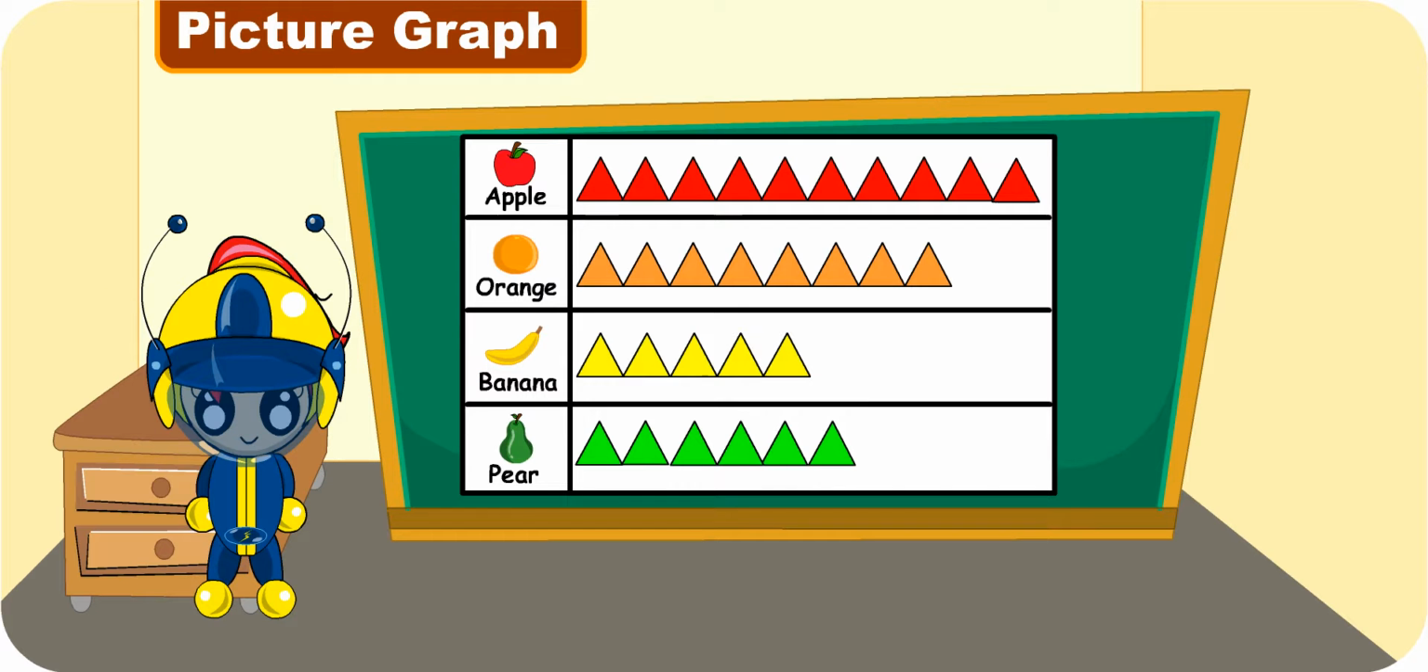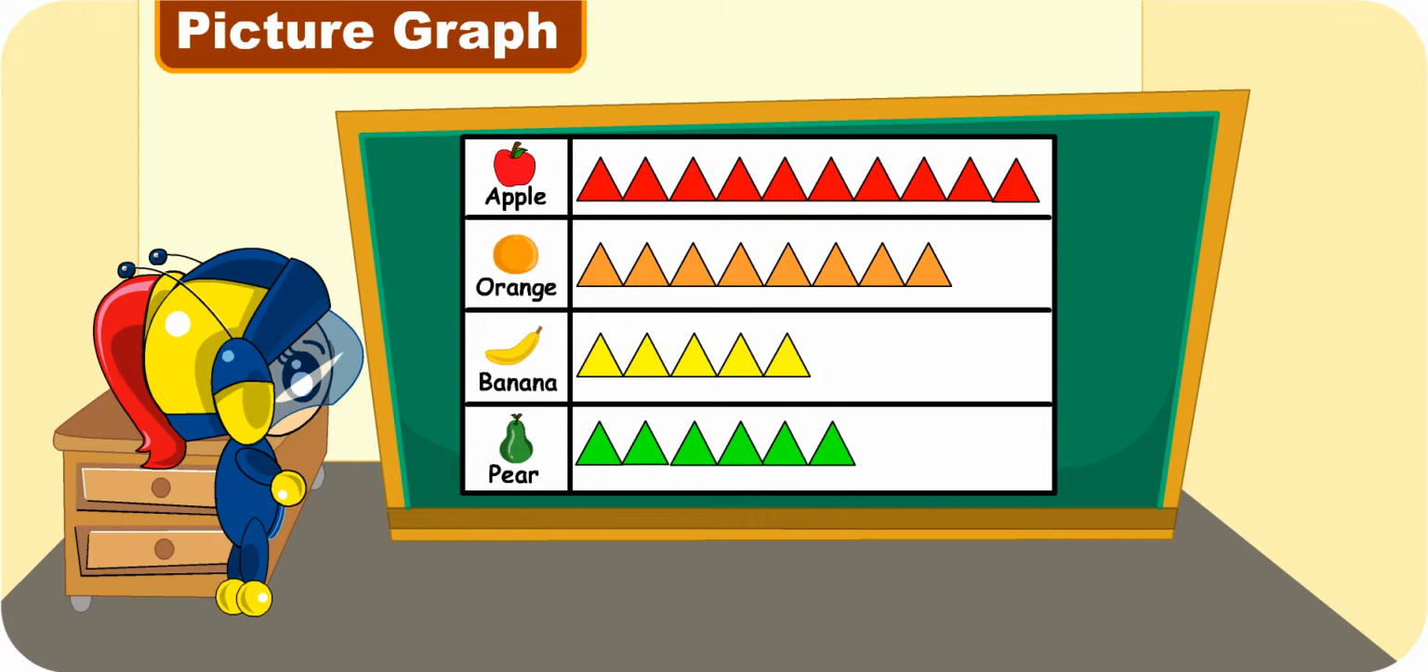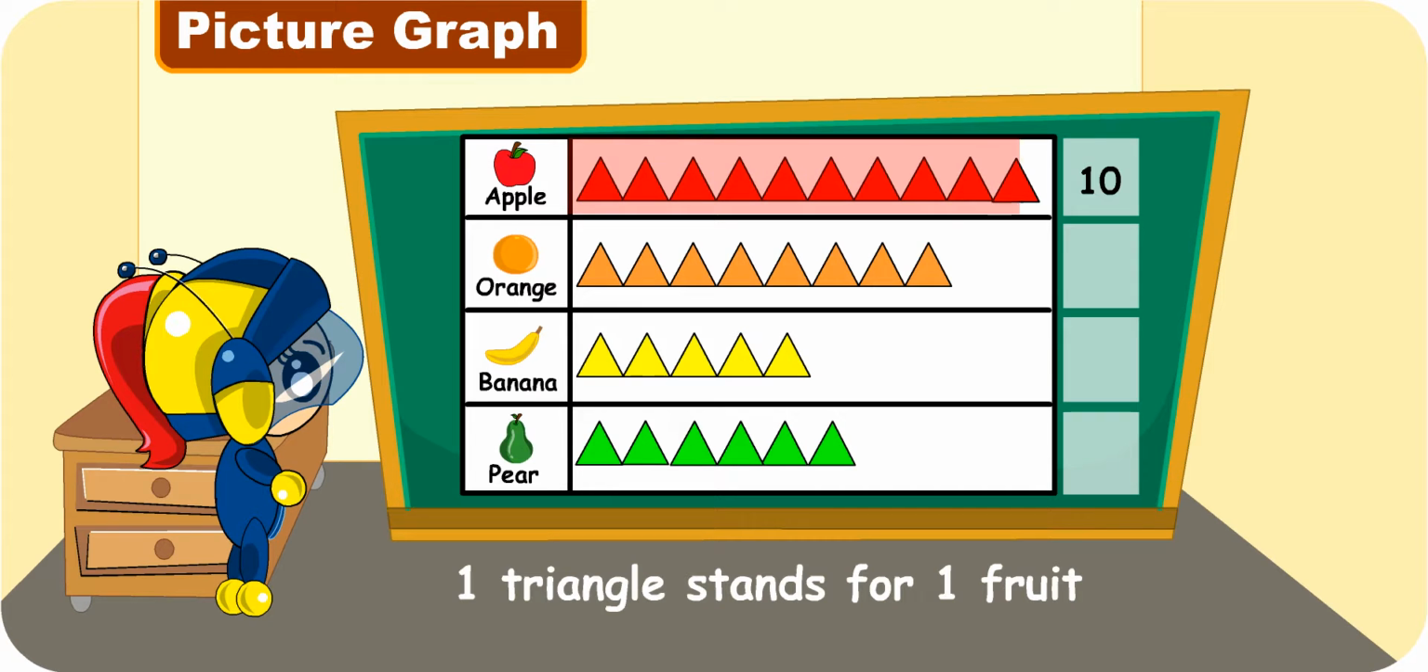Of course, Turbo Girl. In this picture graph, we use triangle pictures to stand for the fruits. One triangle is one fruit. For example, there are 10 triangles for apples, 8 triangles for oranges, 5 triangles for bananas, and 6 triangles for pears. That means there are 10 apples, 8 oranges, 5 bananas, and 6 pears.